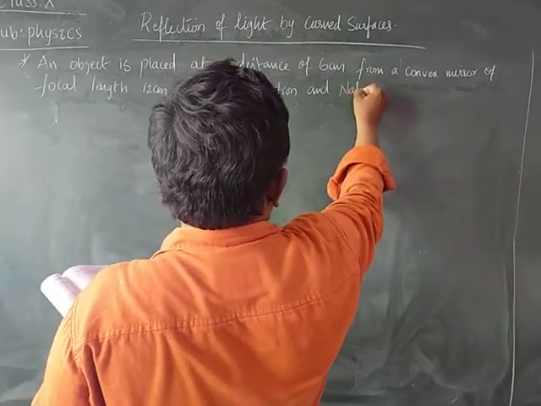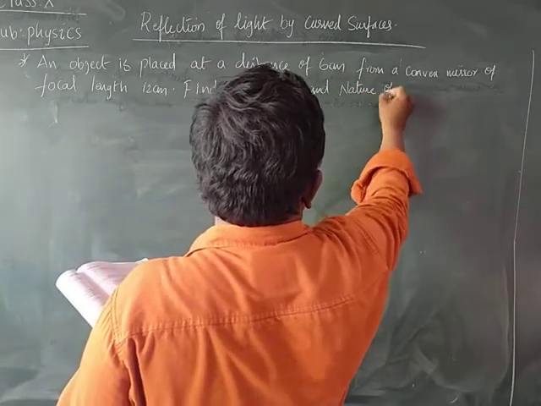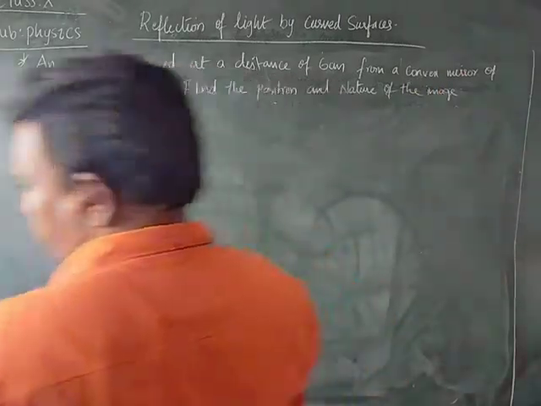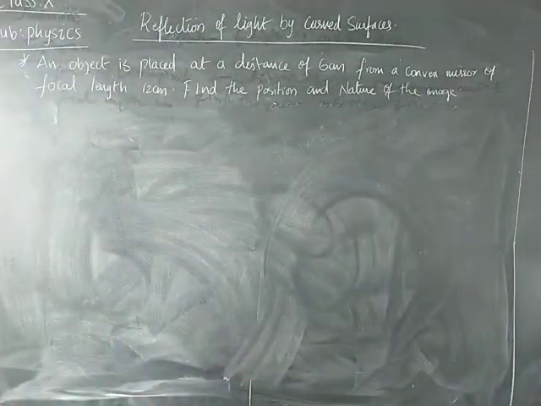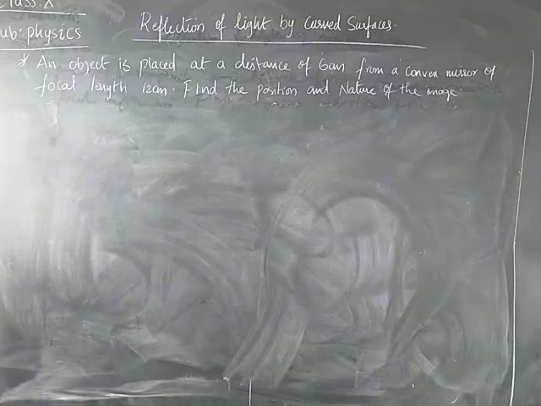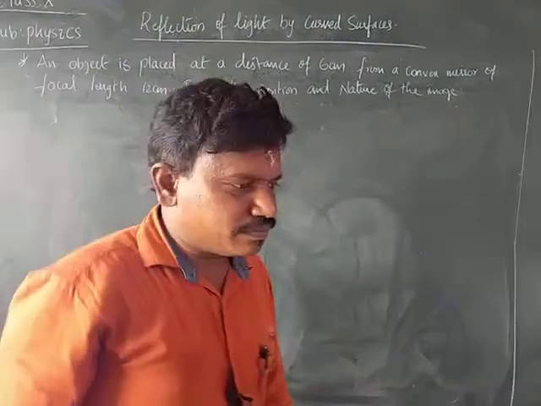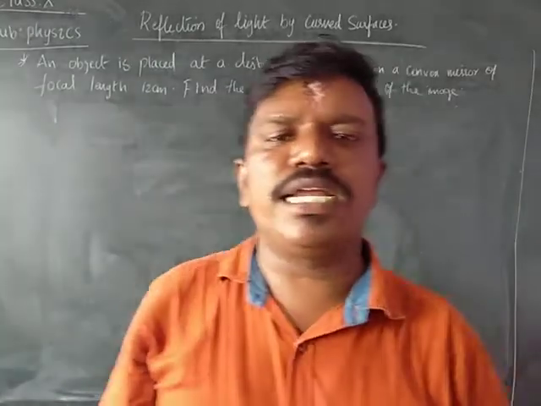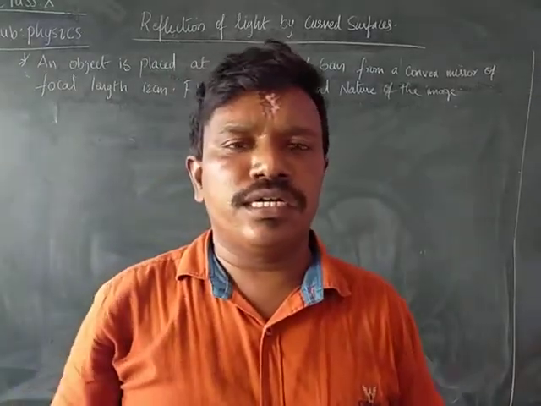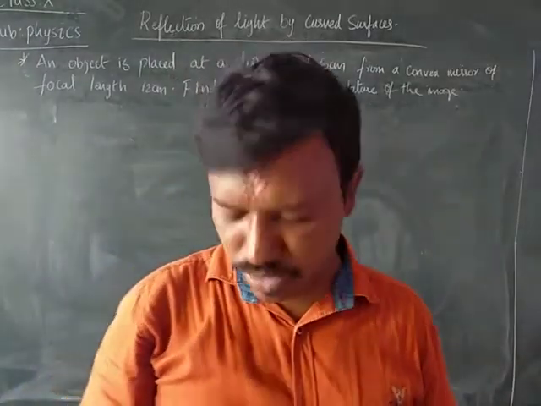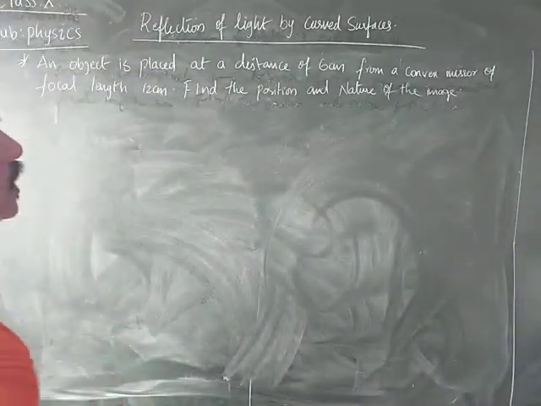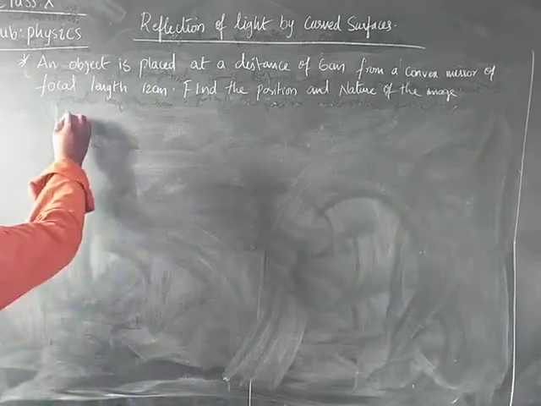Nature. Whether they ask the nature or not, compulsorily we should write the nature of the image. Whenever you are drawing the ray diagrams, or whenever you are solving the problem, compulsorily you should give the nature of the image. Okay, children? Right. Here an object is placed at a distance of 6 centimeter.